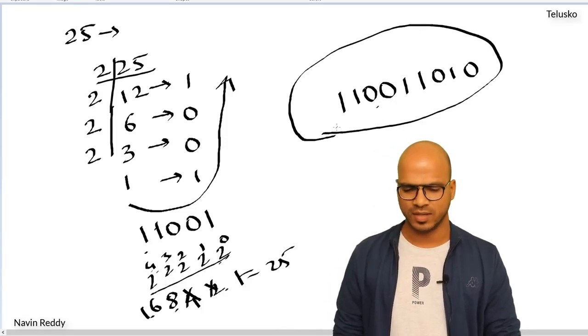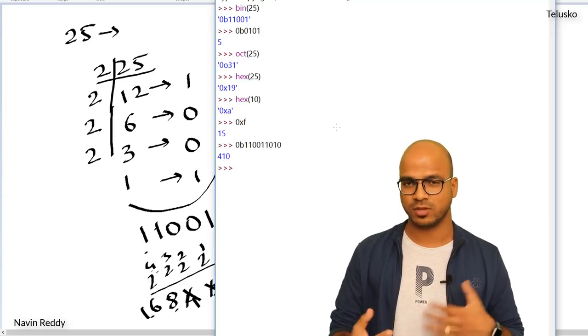So that's it everyone. That's how you can work with different number systems in Python.